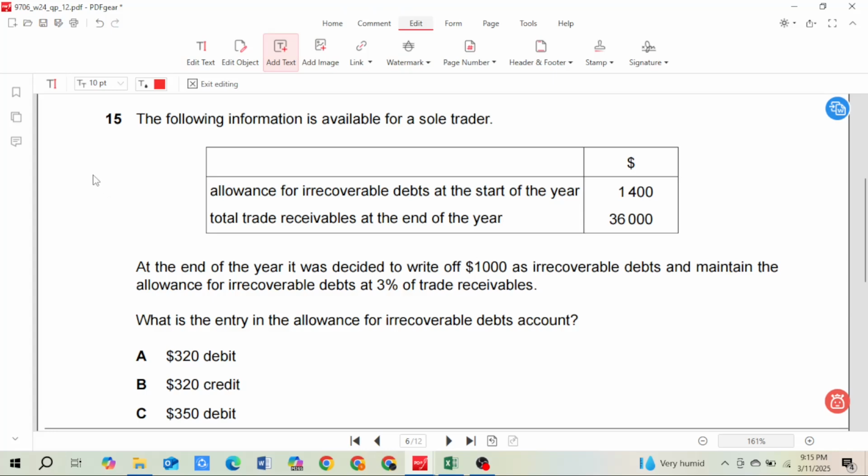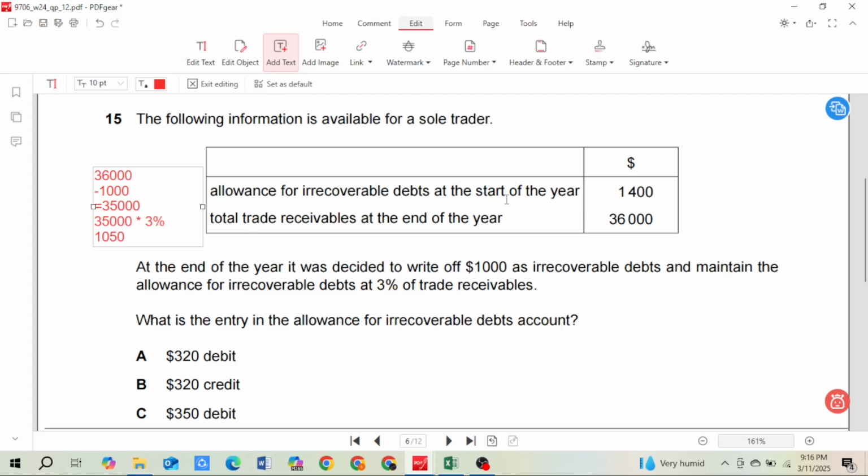This is very simple. First we need to find out what our trade receivable balance is. Right now trade receivable is 36,000. In that we subtract 1,000 for the further irrecoverable debt. So now the new balance is 35,000. We need to calculate the provision for irrecoverable debt, which is 3%. So 35,000 into 3% comes to 1,050. So this year the provision for irrecoverable debt should be 1,050.